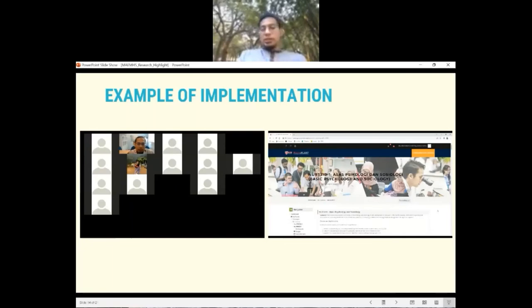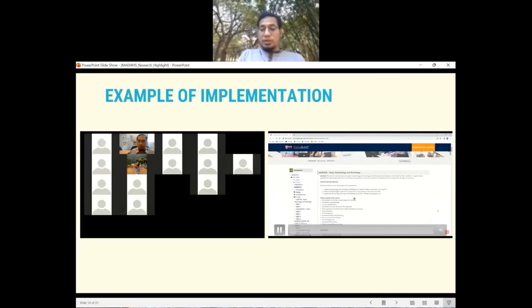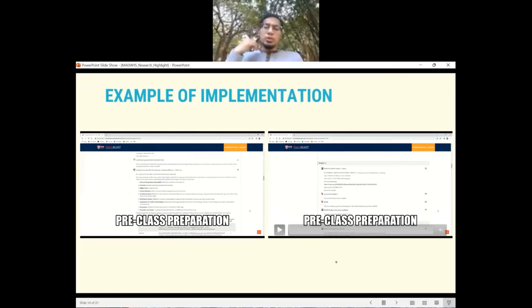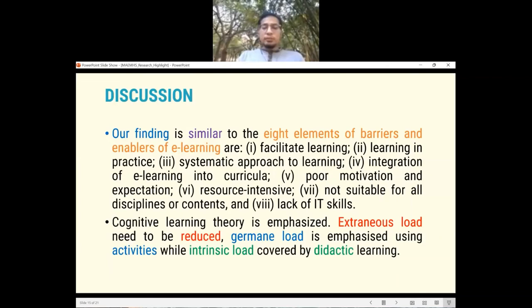Okay, so that's one of the examples. We have another example, but I think we should continue. So what we found from here is that our finding is similar to the eight elements of enablers and barriers of e-learning mentioned in the previous literature. We also found that cognitive learning theory is really emphasized here, where we need to reduce extraneous cognitive load, emphasize the germane load, and intrinsic load is covered by didactic lecture. So the instructional design developed from my research has really helped on this cognitive learning theory.